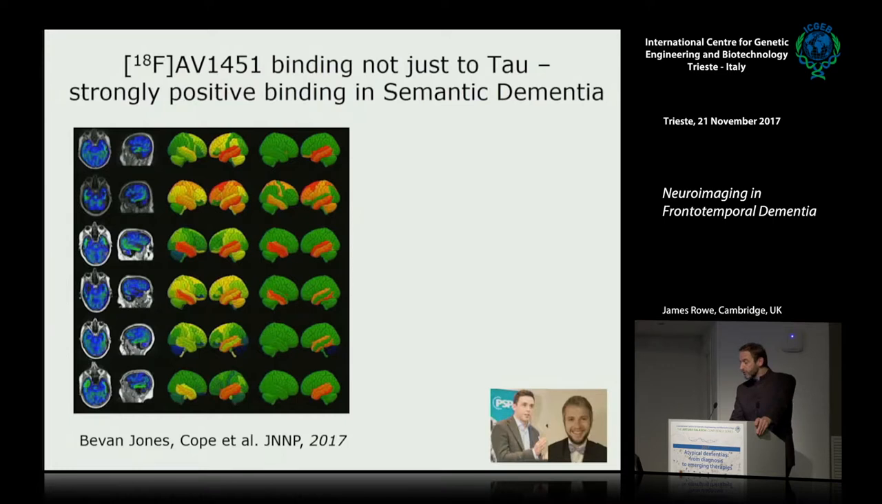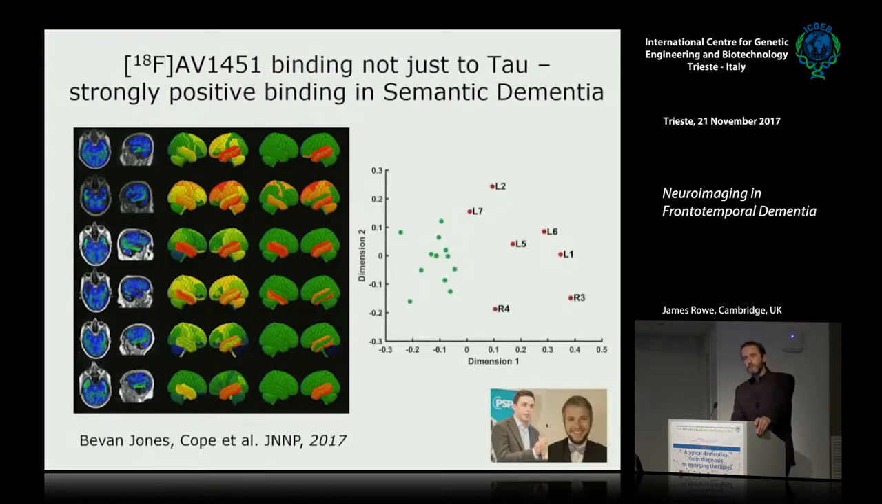And again, the distribution of the binding, not just its quantity, enables a very simple multidimensional scaling of the images to show clear separation of our patients. So controls in green, the left semantic variant PPAs, and the two right semantic dementias clearly separated based on distribution.